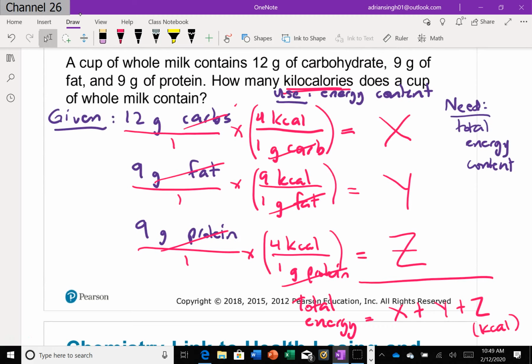So you have to know, or you can look up, what these values are, the energy content per gram of each of these things. Then we can stick them in as conversion factors to calculate the amount of energy provided by that amount of the component of the food or the drink or whatever it is that we're dealing with.